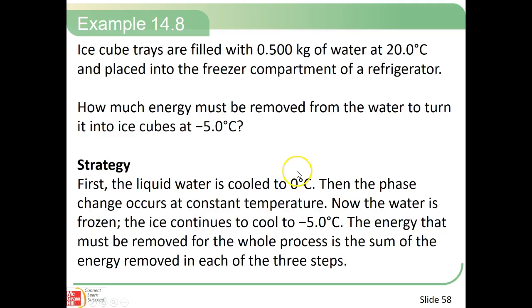Second problem is you have ice cube trays. They're filled with half a kilogram of water at 20 degrees Celsius and placed in the freezer compartment. How much energy must be removed from the water to turn it to ice cubes at -5? So first we have to cool the water to 0, then we've got to get it to ice. Now that it's frozen, the ice continues to cool all the way down to -5.